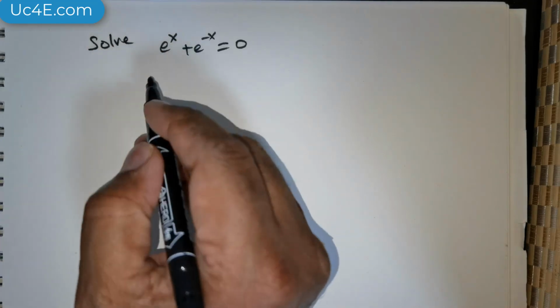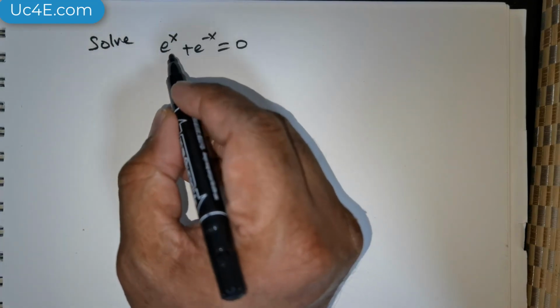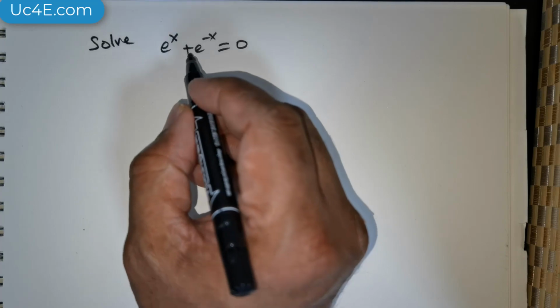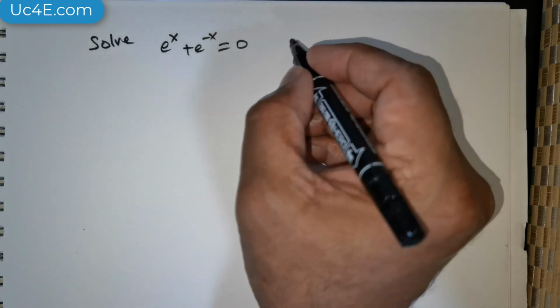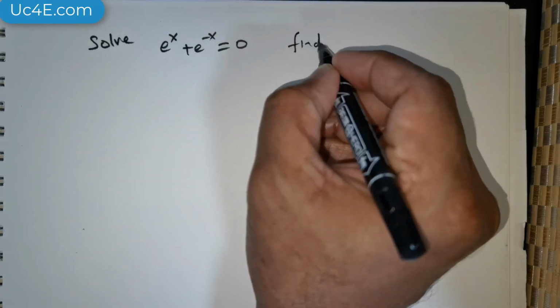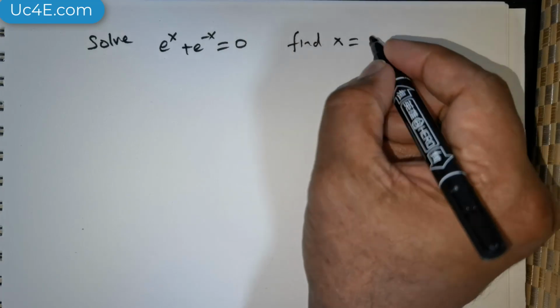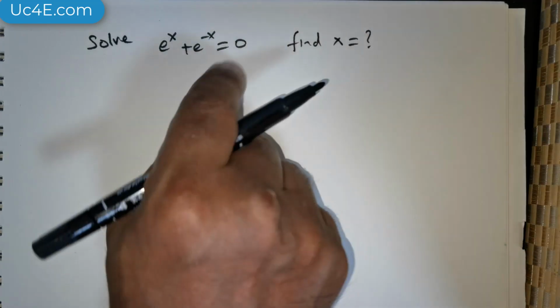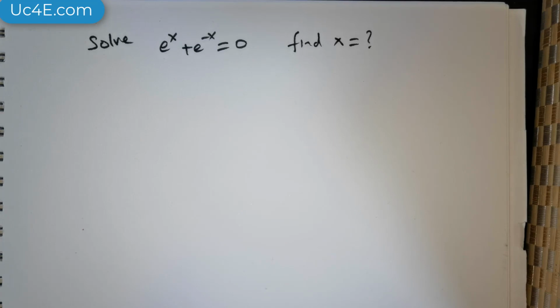Good day everybody. We've been given this question, e raised to the power of x plus e raised to the power of negative x is equal to 0. We are expected to solve this. That would mean we need to find all values of x for which this equation is satisfied.